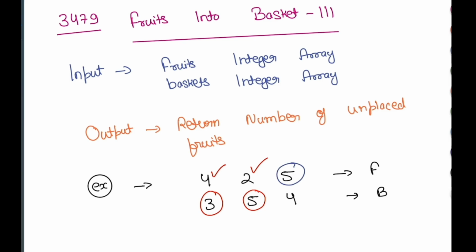So this particular fruit is not placed. The number of unplaced fruits is 1. So the output in this particular scenario is going to be 1. That is our final output. Now how can you solve this using brute force? It is very easy, and this was the problem of the day yesterday.